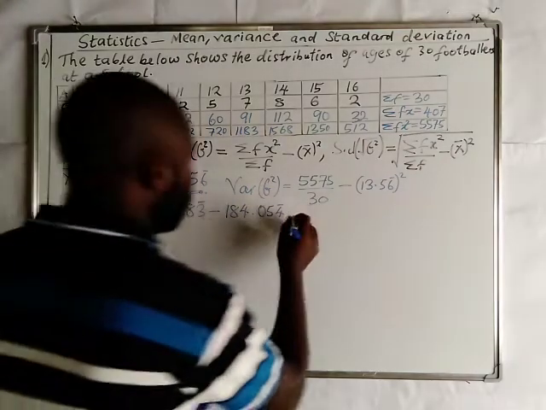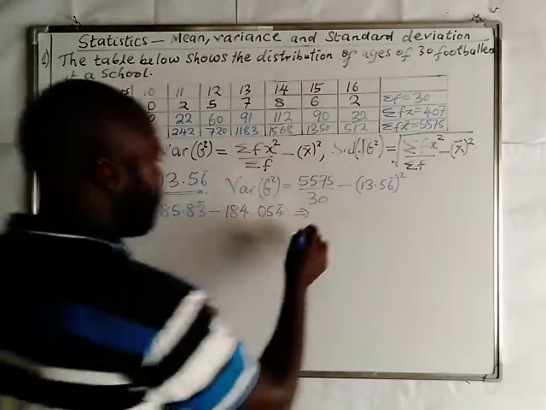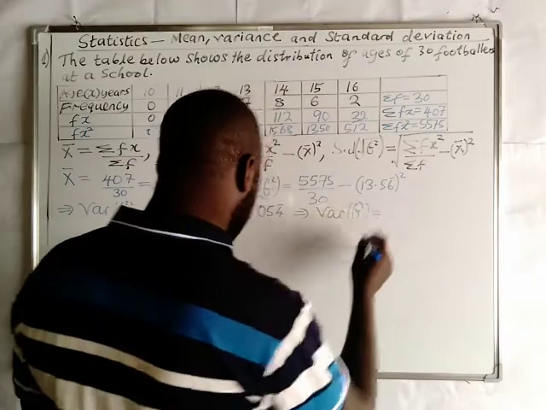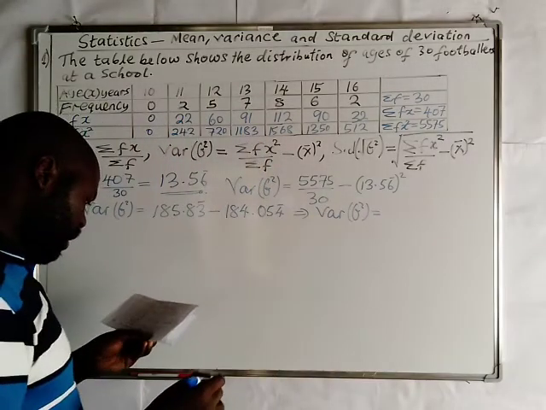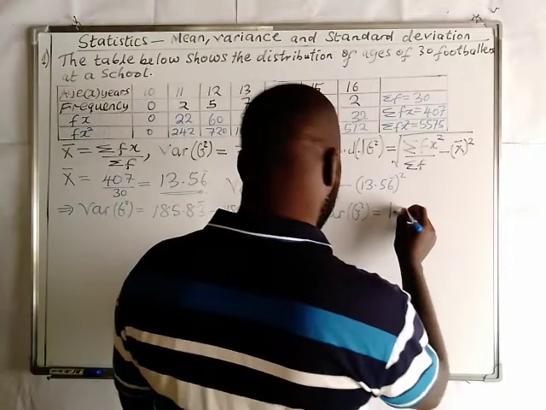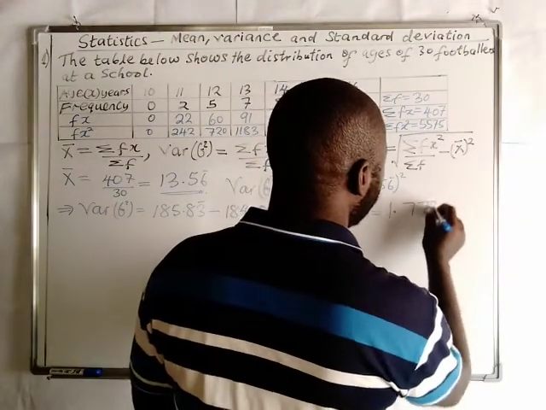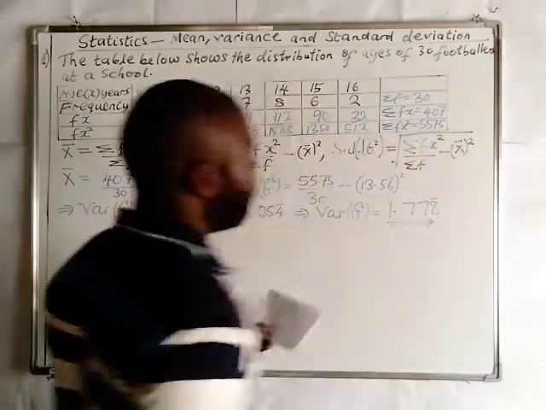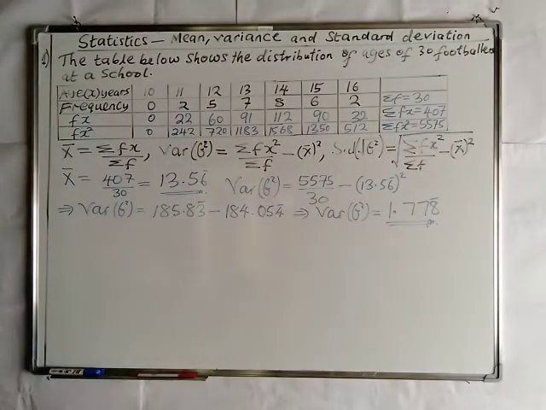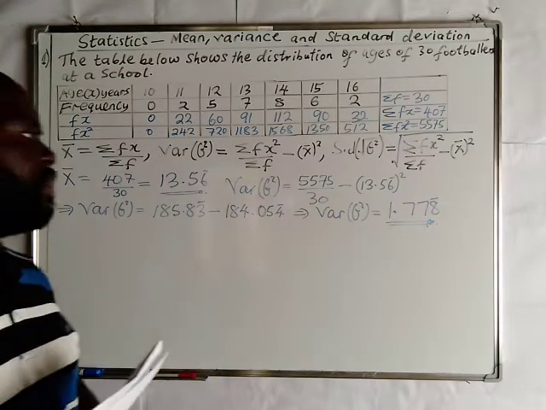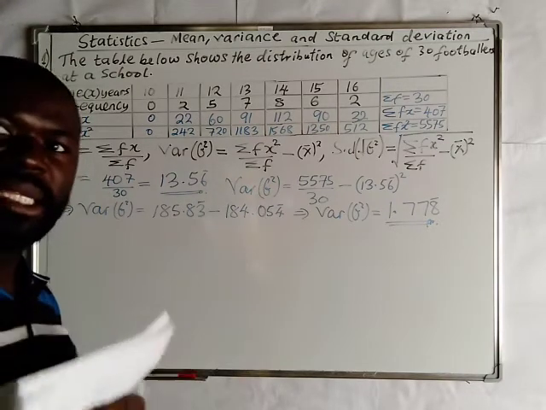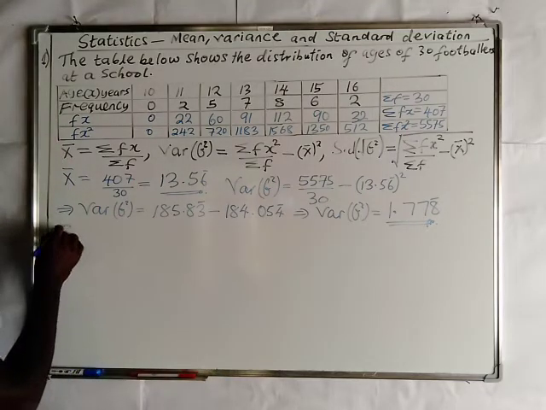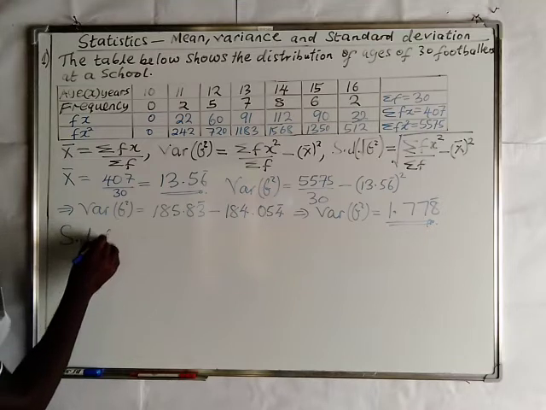So this implies that our variance is 1.778 bar. So that is our variance. Finally, we need now to get our standard deviation.